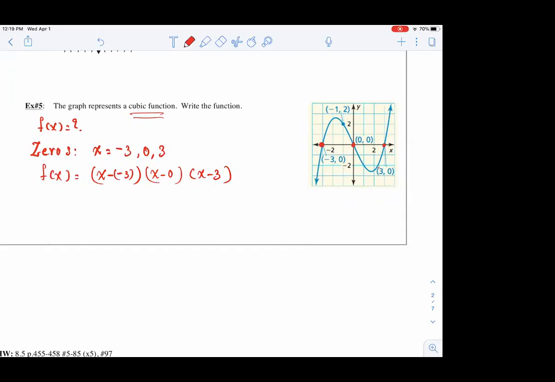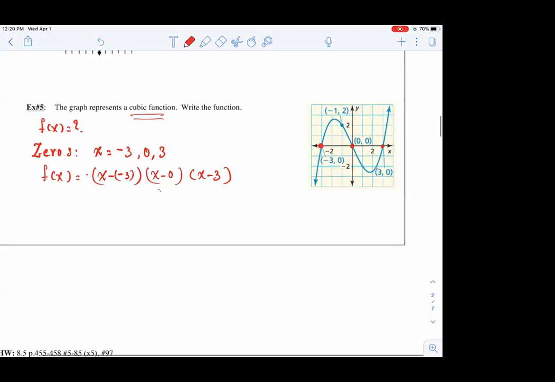Shouldn't there also be an a? Yeah, hold on. So you have x minus minus 3, x minus 0, x minus 3. What form is this? The form of a cubic function. No, it is a form, but I'm talking about, is this the standard form or the vertex form or the intercept form? Intercept form. Okay, now remember every intercept form has an a in front of it.